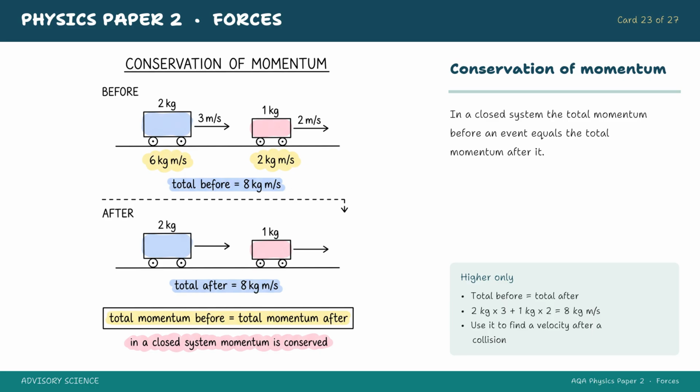So, for instance, if a 2-kilogram cart moves at 3 meters per second, that's 6 kilograms meters per second, and a 1-kilogram cart moves at 2 meters per second, that's 2 kilograms meters per second. The total before is 8 kilograms meters per second. After the collision, the sum of their momenta will still be 8 kilograms meters per second. You use that to figure out their velocities after.